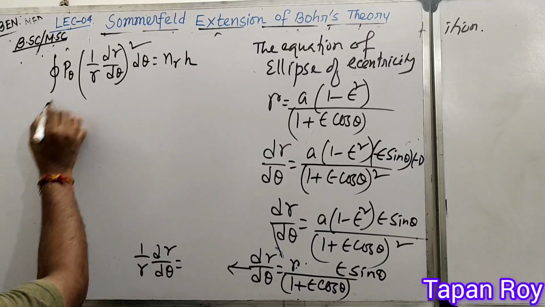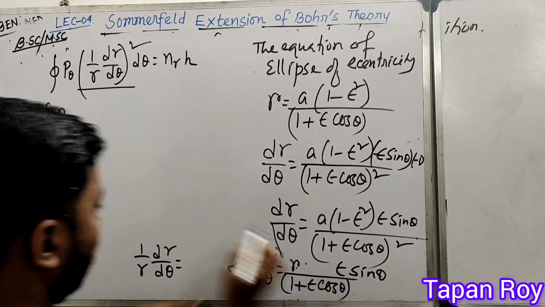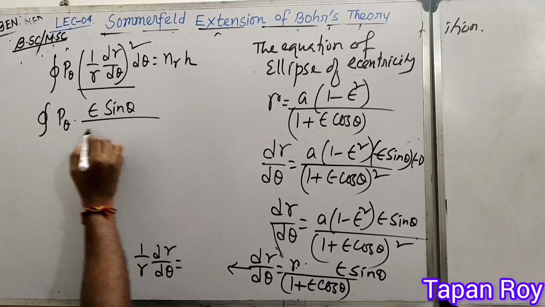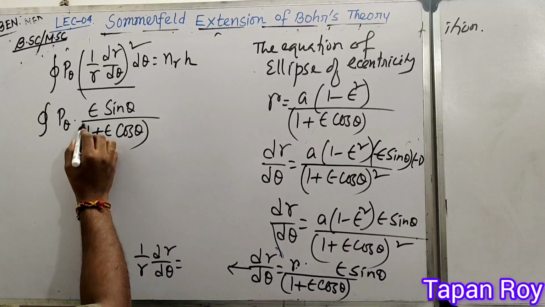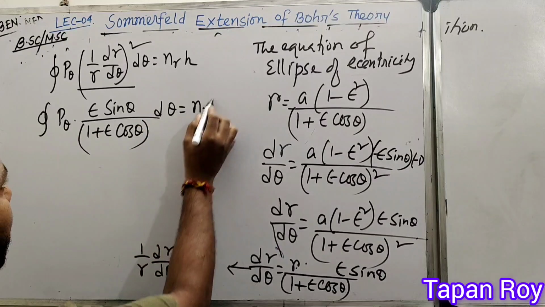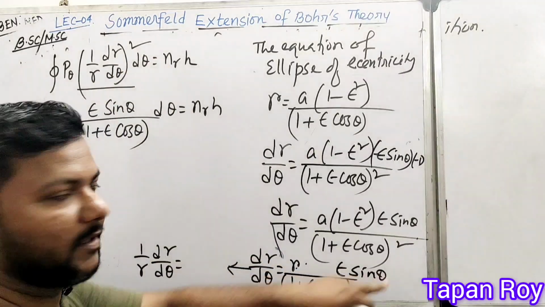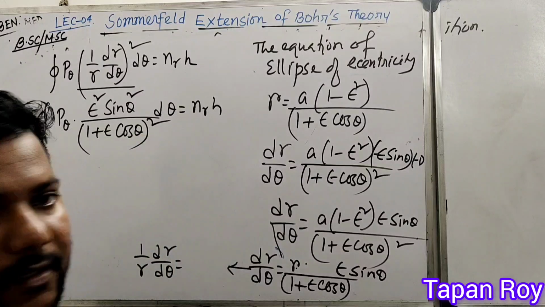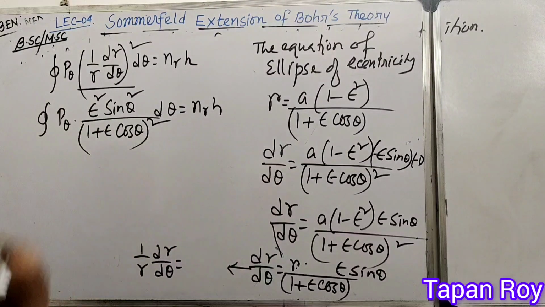So closed integrations p theta, right, into what is the value of this? Value is here epsilon sin theta by 1 plus epsilon into cos theta into d theta is equal to nr into h. So as this is square, so here will be square part, right? So this is square and this is also square, right? Now we have to evaluate these integrations, standard integrations.